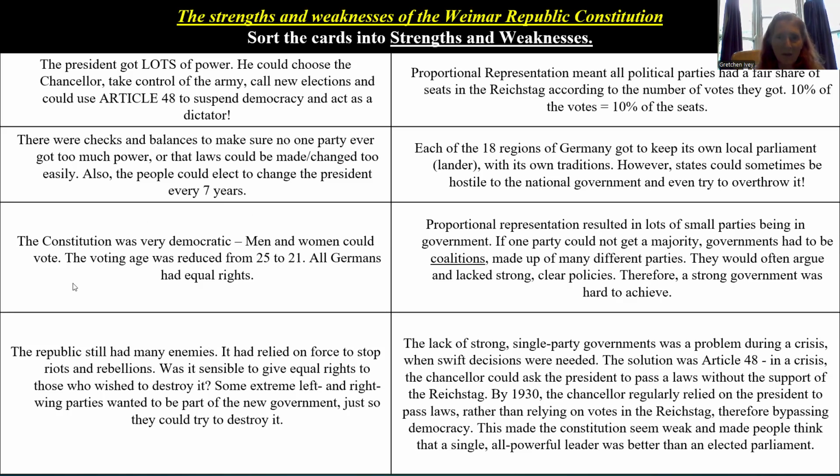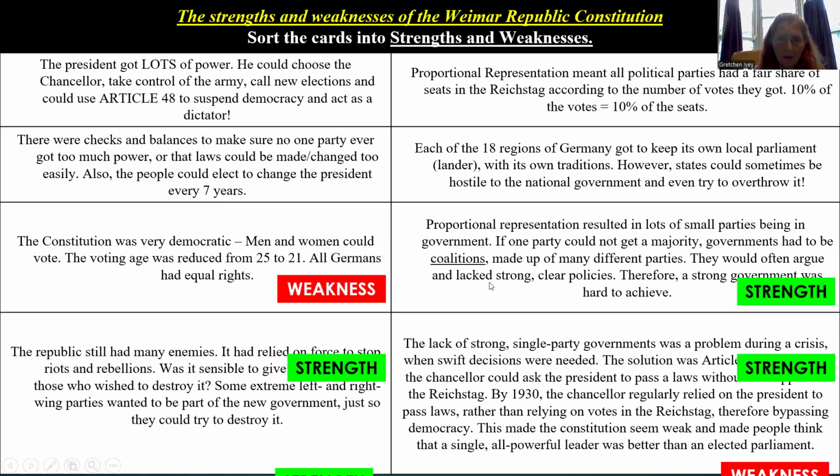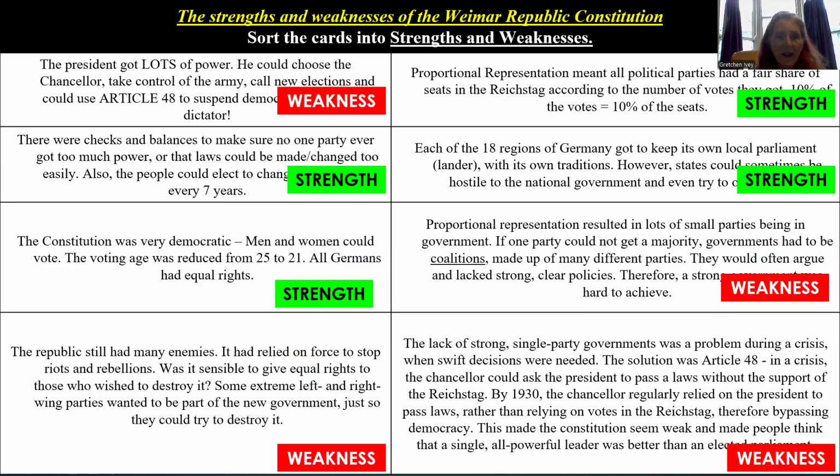So let's see how we've done. So the president got lots of power. He could choose the chancellor, take control of the army, call new elections, and use Article 48 to suspend democracy and act as a dictator. Look at that. A weakness. Okay, anyway. There were checks and balances to make sure no other party ever got too much power or that laws could be made and changed too easily. Also, people could elect to change the president every 7 years, so that was viewed as a strength.